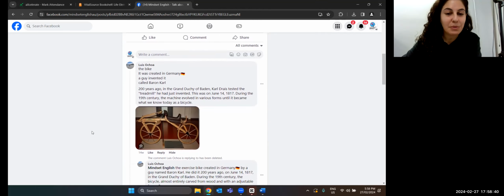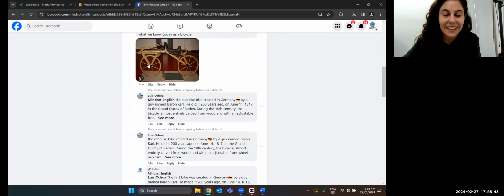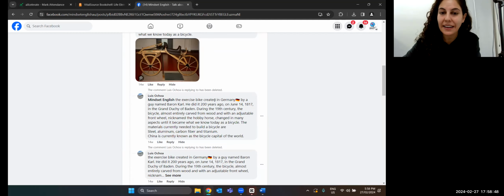So if you look at this example from Lewis, he adds an image, which is good. We can see it. So Lewis says the exercise bike created in Germany by a guy named Baron Karl. So he gave us a bit of history, the country, and by who. Now, when you do a presentation, you want your English to be very simple. So don't write it straight from the internet. Make sure it's very casual conversation. He made it 200 years ago on June the 14th, 1817.